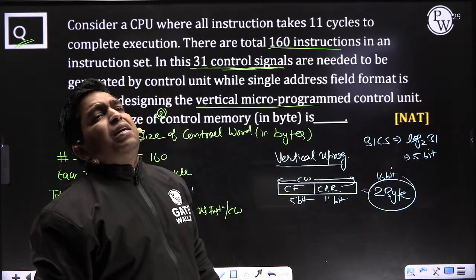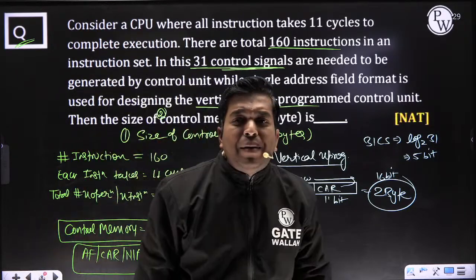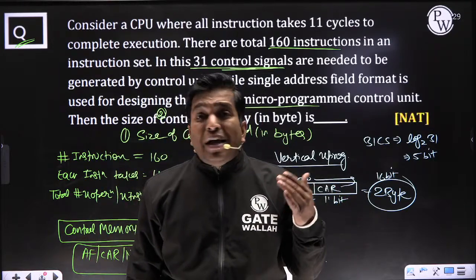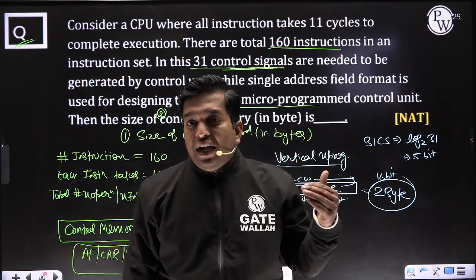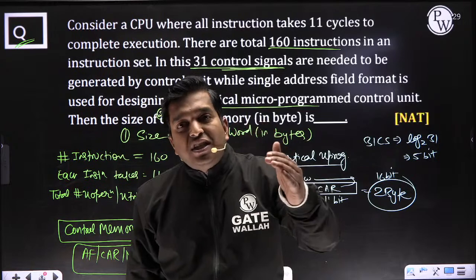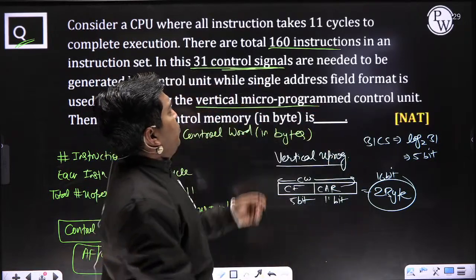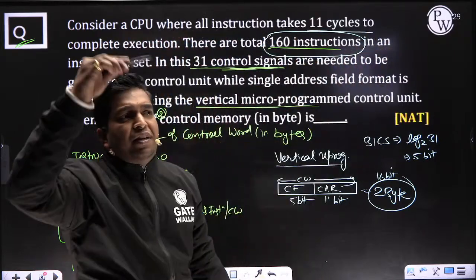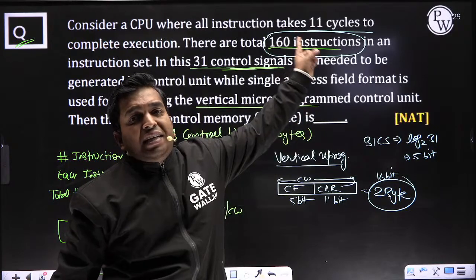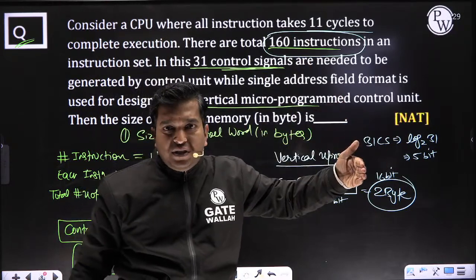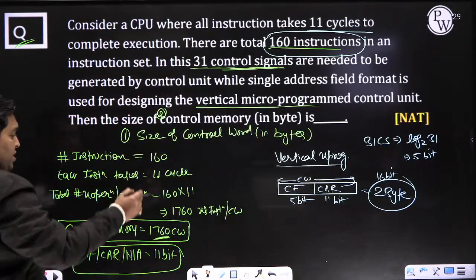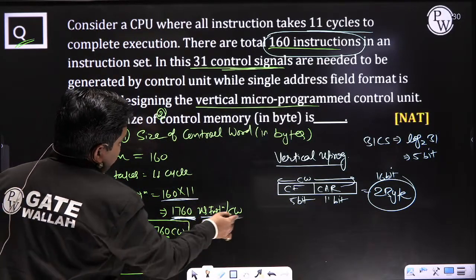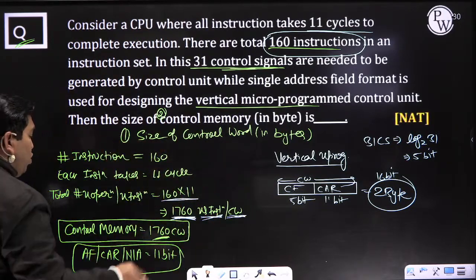How is the control memory 1760? Because you know what the control memory in a microprogram control unit is? It stores the micro instructions. So here the micro instruction is not given, nor is the control word given. Here the instruction is given. Total is 160 instructions and each instruction takes 11 cycles. Please recall that concept T1, T2, T3, T4. Each instruction takes T1 to T11, 11 micro operations. So the total number of micro operations for 160 instructions is 1760 micro instructions or micro operations or control words. So this is the size of control memory.